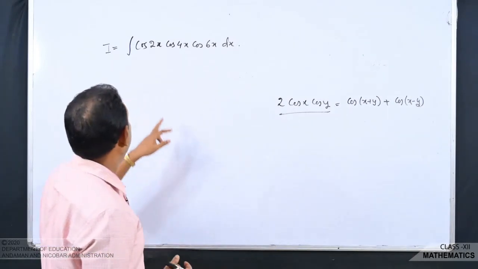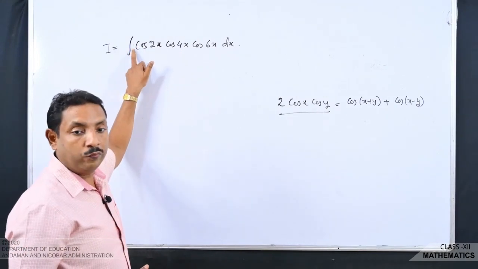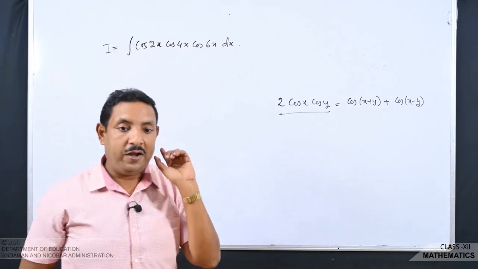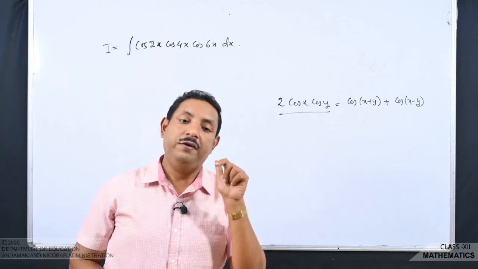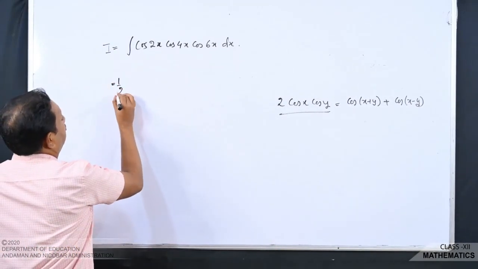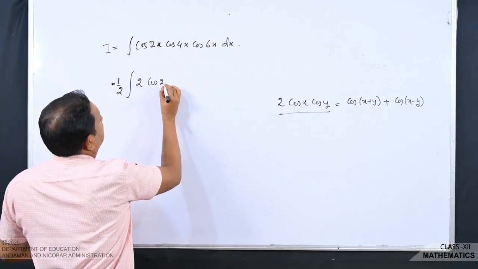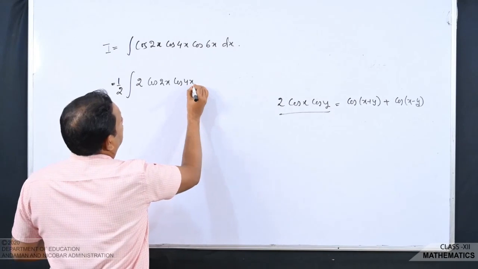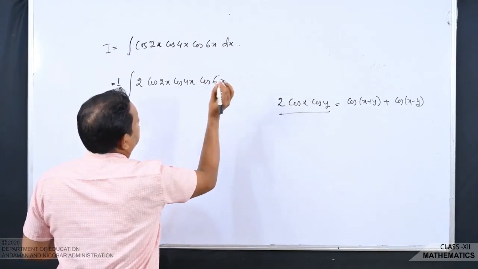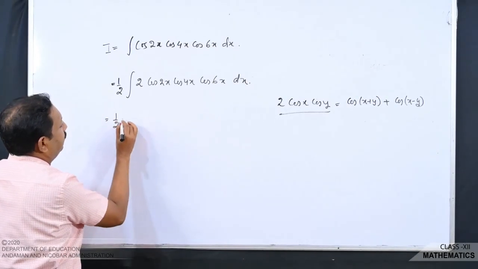Let's check how. 2 cos x cos y, but here we have no 2. That means I have to multiply by 2, and also divide by the same 2. That means here I am giving 1 by 2 integration of 2 cos 2x, cos 4x and cos 6x dx. That is equal to 1 by 2.